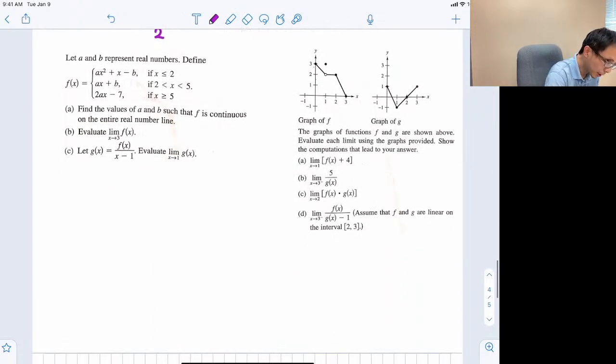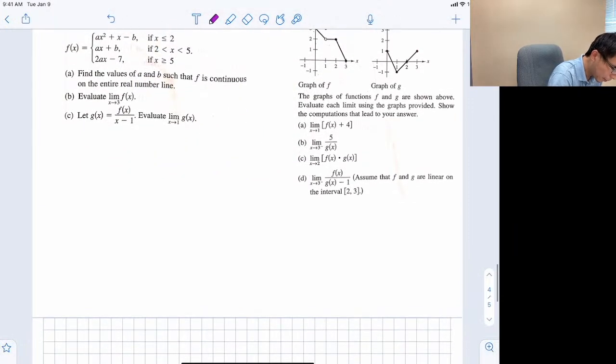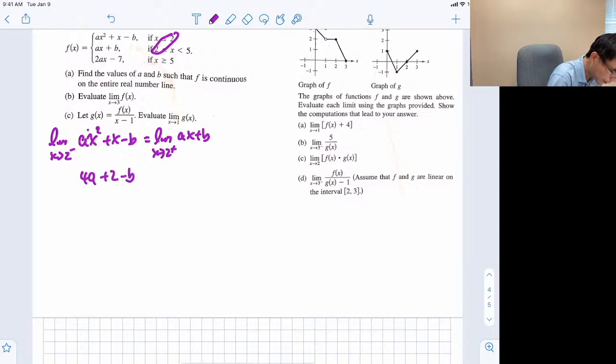Now the next part is going to be the limit question. I might need more room with that. So I'm going to start with the limits as x approaches 2, which is the breaking point right here. So the limit as x approaches 2 from the left of ax squared plus x minus b is equal to the limit as x approaches 2 plus of ax plus b. So that's going to be 4a plus 2 minus b is equal to 2a plus b.